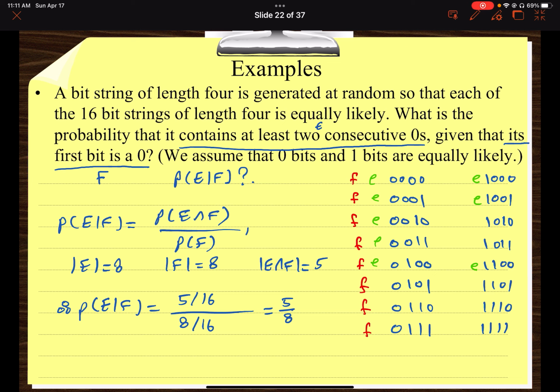Okay. Look at what I have put here. Can anybody see where the 5/8 is? Do you see it, guys?